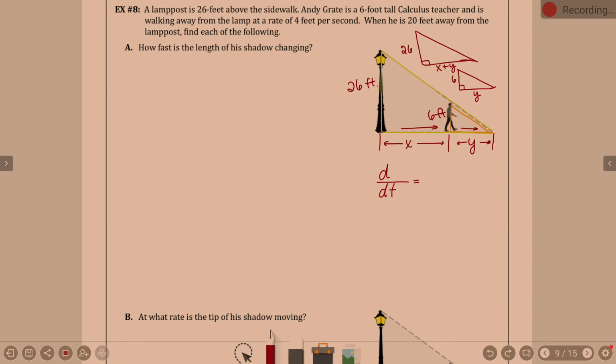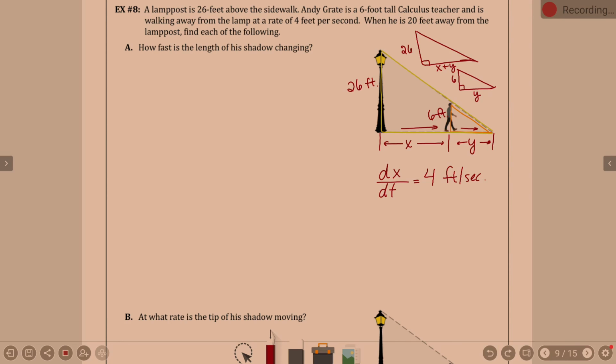If he's walking away from the lamp at a rate of 4 feet per second, that is the distance between him and the lamp changing. Because he's going away from the lamp, that distance is lengthening. So dx/dt is the 4 feet per second. That is a positive 4 feet per second because his distance is increasing between him and the lamp. If he was walking towards the lamp, his distance would be decreasing, then we would talk negative.